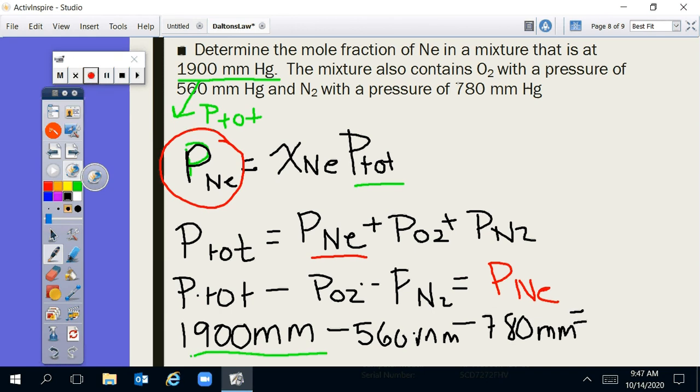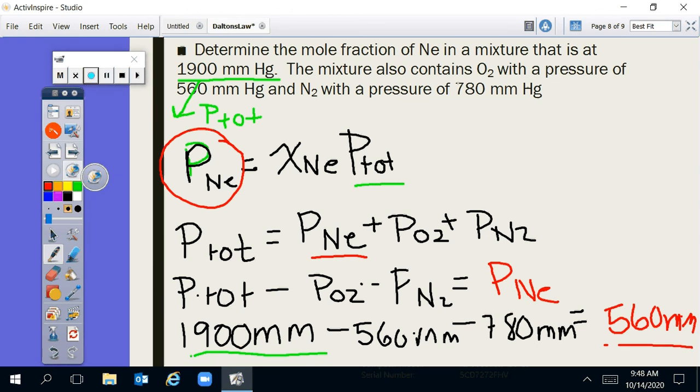And that's going to equal our partial pressure, 560 millimeters of mercury. Okay? And so that's our partial pressure of neon.